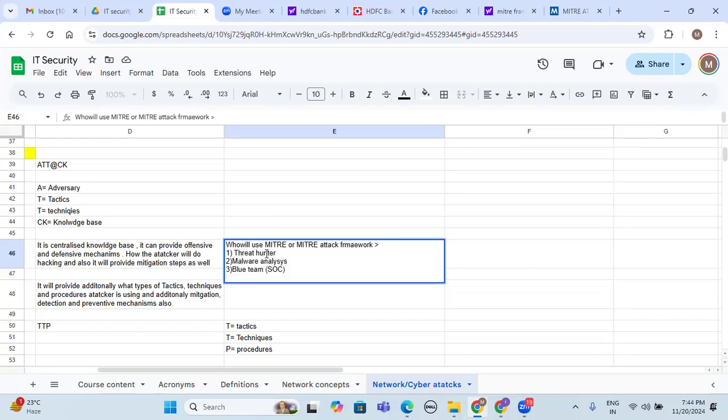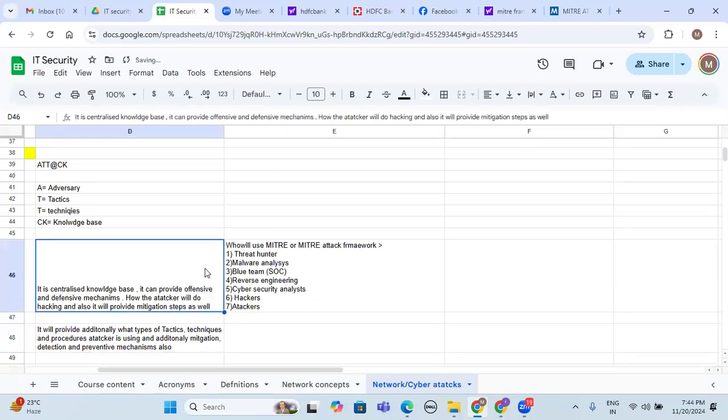Next one, reverse engineering team. Whenever any attack is happening, from the back end to front end, they can go and verify. That is called reverse engineering. Cyber security analysts, and also hackers, and also attackers. Everybody can use this Mitre attack framework.